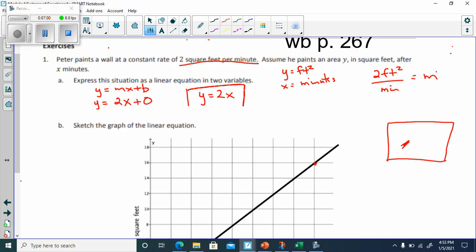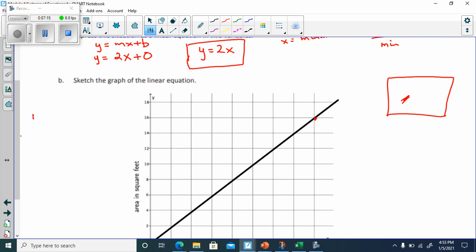What this equation tells me is this. The number of square feet he has painted is equal to 2 square feet per minute times the number of minutes, right? So if that's the case, down here they want us to sketch this graph. Y is equal to 2x.